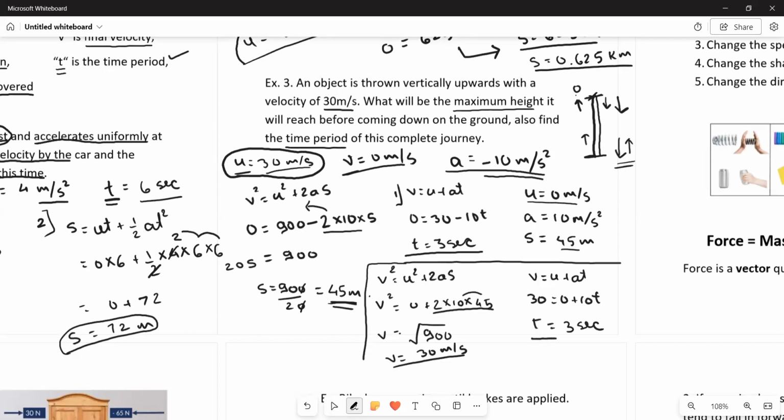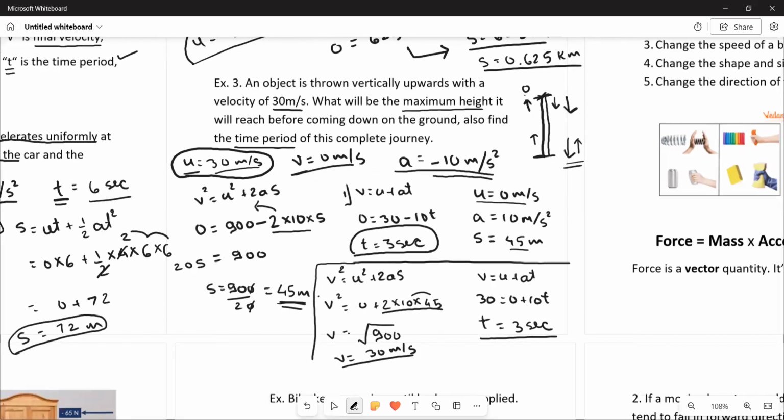So it took 3 seconds to reach the ground after reaching the highest point, and to reach the highest point it also required 3 seconds. Means the time required to reach the maximum height is equals to the time required to come back to the ground from that maximum height. These both are equal.